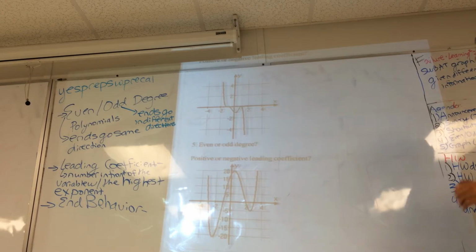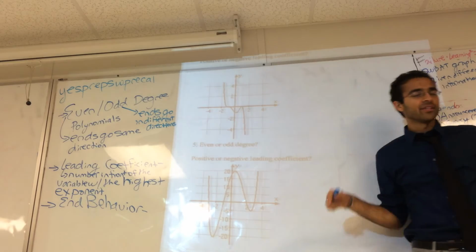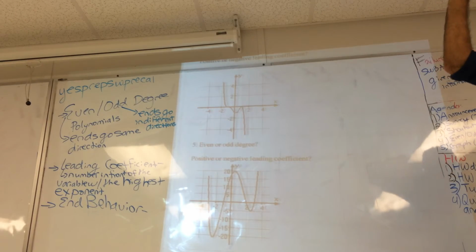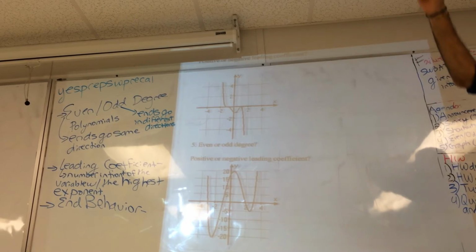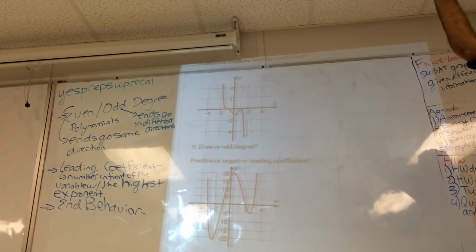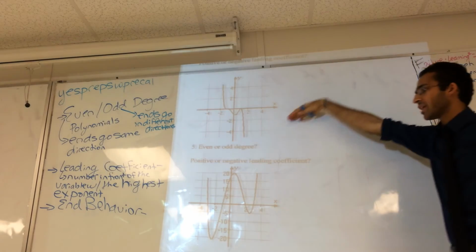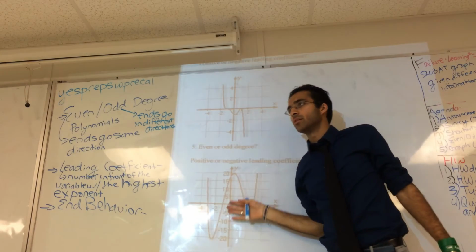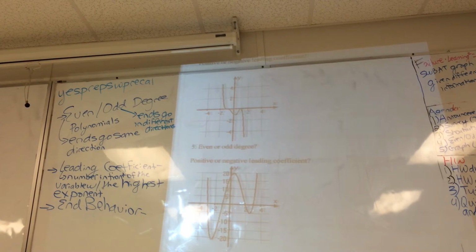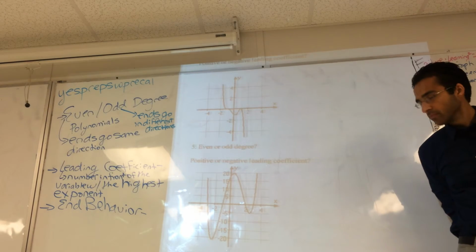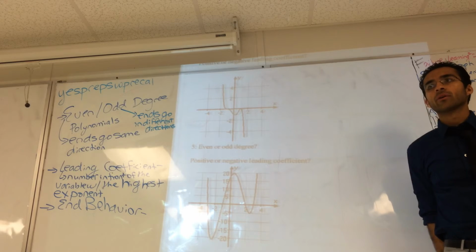All right. Raise your hand: how many people think the degree is odd? How many people think the degree is even? And how many people have no idea? I appreciate the honesty, always. Somebody who said this was even, explain the thought process. Melissa? Because both of the ends go in the same direction. So therefore it's an even degree polynomial.